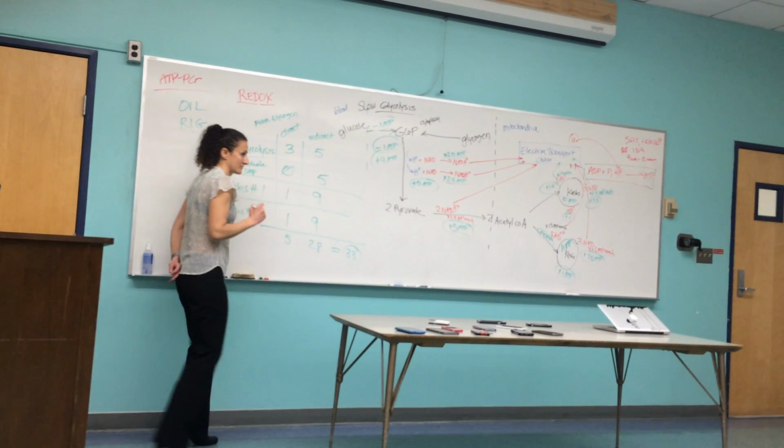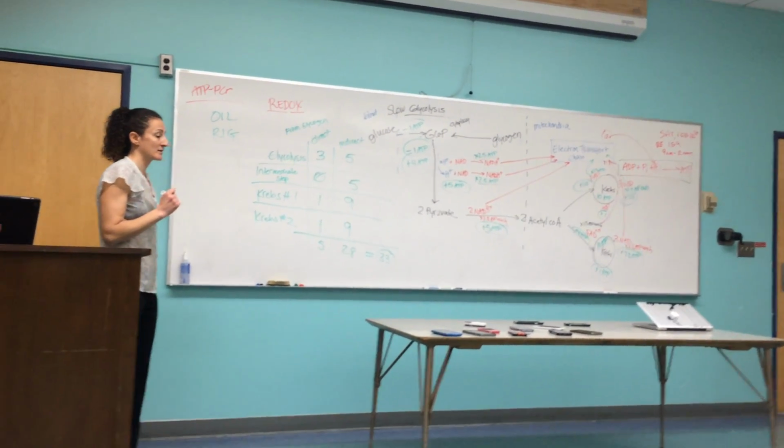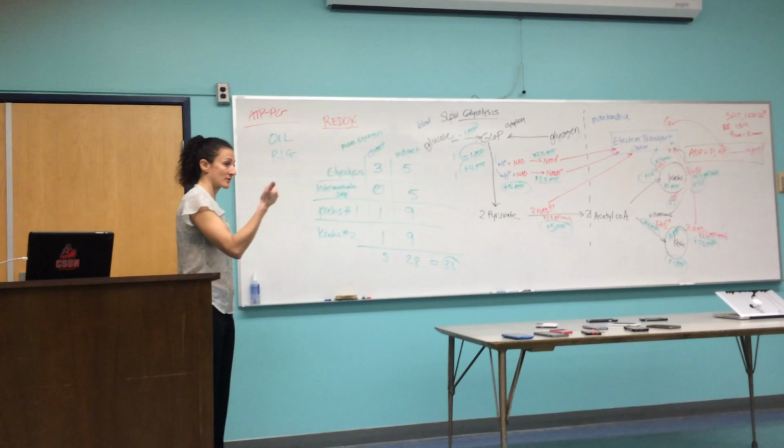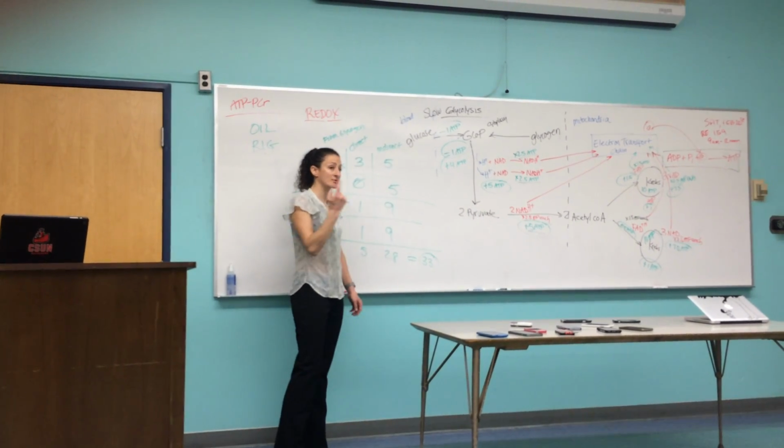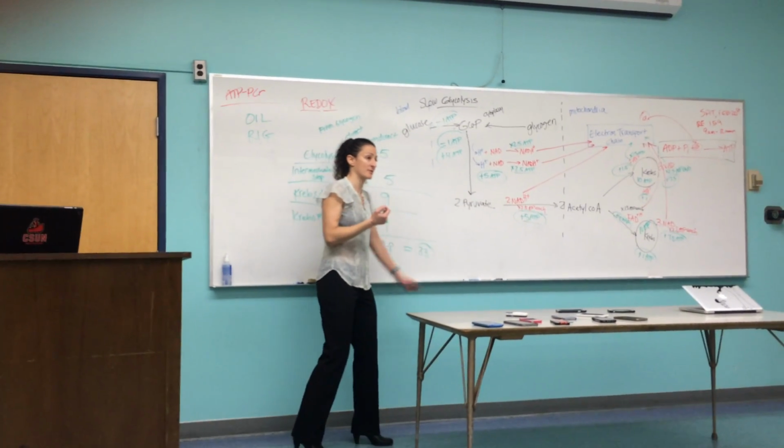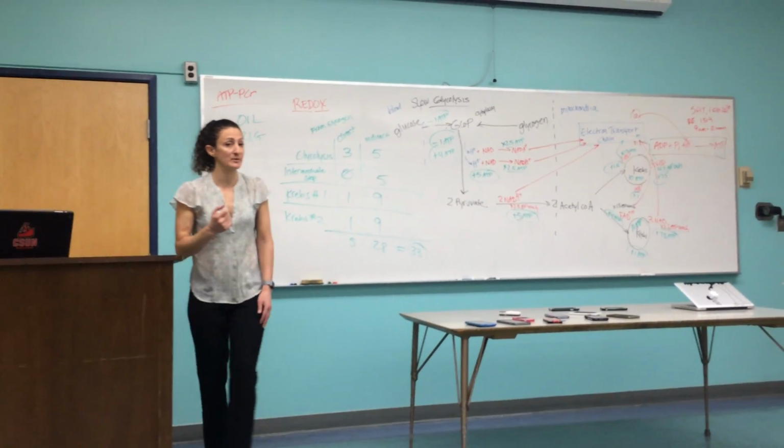33 total. Okay, so if you do it this way, if I ask you how many direct, you have a number. If I ask you how many indirect, you have a number. If I ask you how many total, you have a number. I might ask for all 3. You need to be ready.